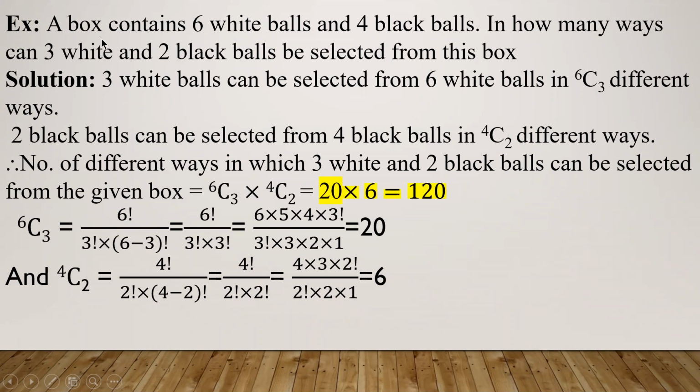A box contains 6 white balls and 4 black balls. In how many ways can 3 white and 2 black balls be selected from this box? Look here. In this problem, there is a box in which some balls are there. Some different types of balls are there.